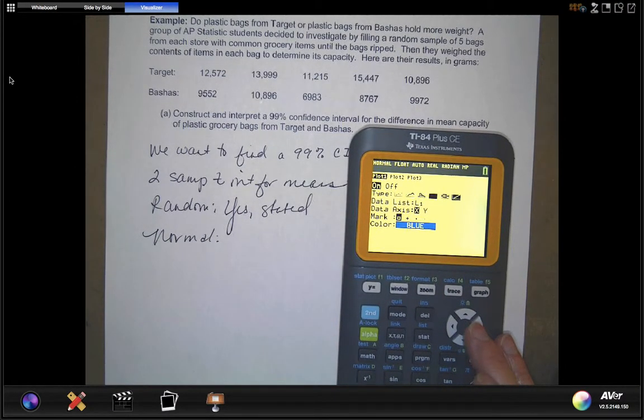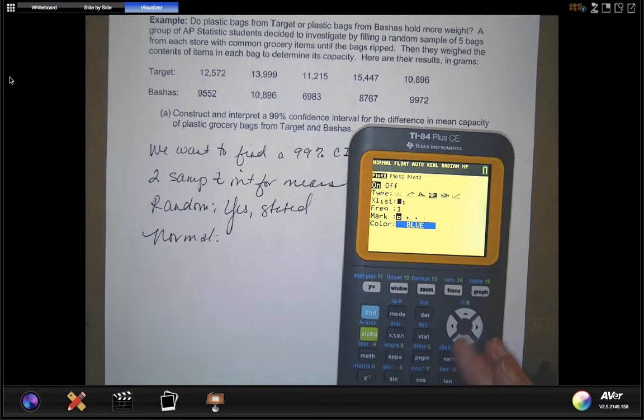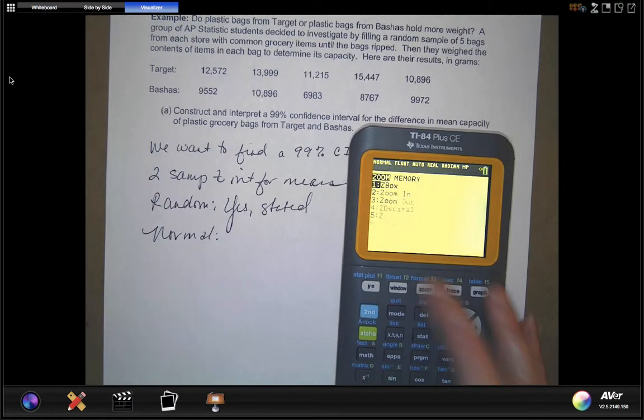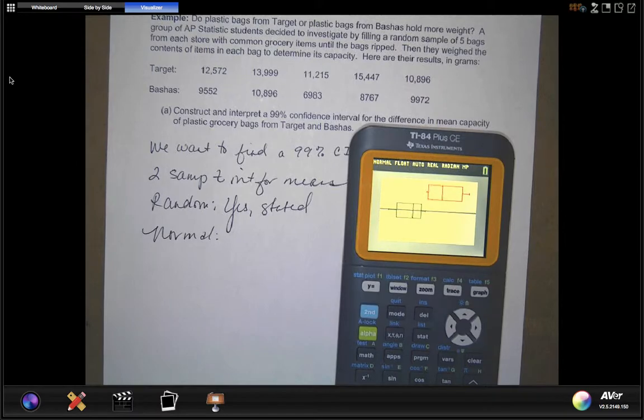Okay, so I'm going to look at the graph here. I kind of like to look at the box plots because I can do two of them at one time. You can do two histograms at one time, but they lay them right on top of each other, so they're kind of hard to see. I guess I better use red for Target. And then I'm going to turn on plot 2. I'm going to use list 2 and create the box plot. I don't really know what color Basha is, so I'm going to use green. I'm going to go to zoom, zoom 9. So there's my two box plots.